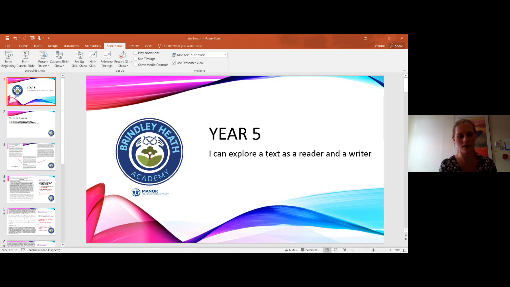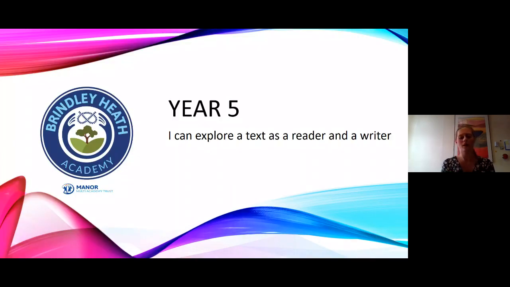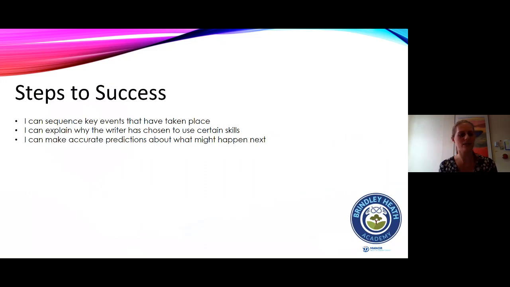Right, I'm going to make a start. So today we are going to look at exploring a text as a reader and as a writer. Our steps to success for today are sequencing key events that have taken place, explaining why the writer has chosen to use certain skills, and making accurate predictions about what might happen next.